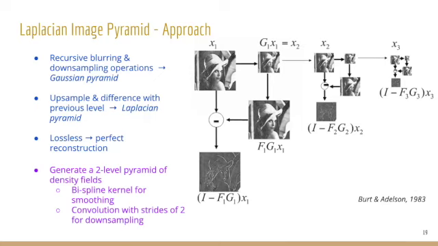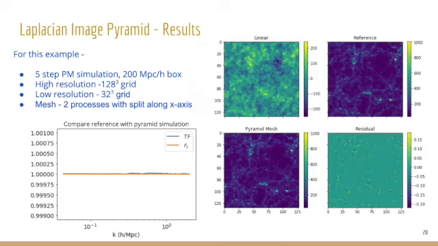So what we did in this preliminary work is generate a 2-level Laplacian pyramid, where you use a B-spline kernel for smoothing your final field, and a convolution, which is super efficient in TensorFlow, with strides of 2 to do the downsampling. This is a super preliminary result. What I'm showing here is a simulation for 5-step FastPM on a 200 megaparsec box. The original was a 128 cube grid. So this is what it looks like when you run it on a single process.